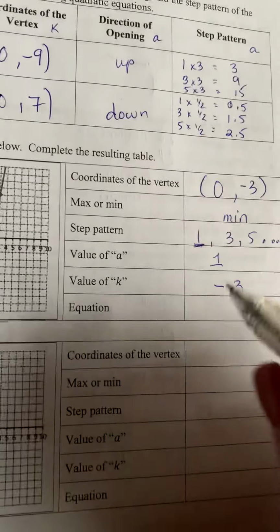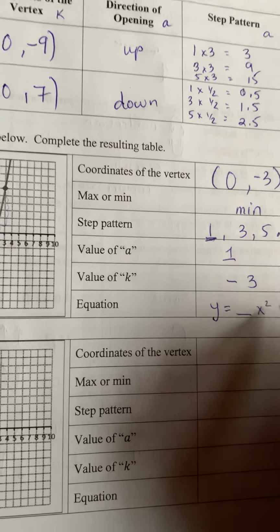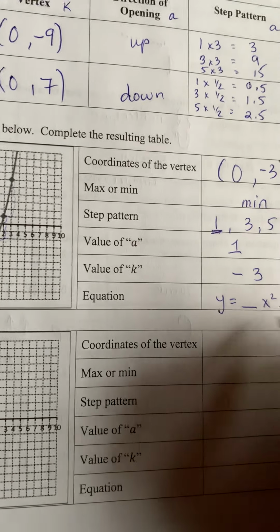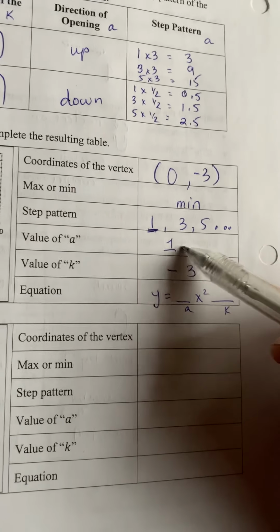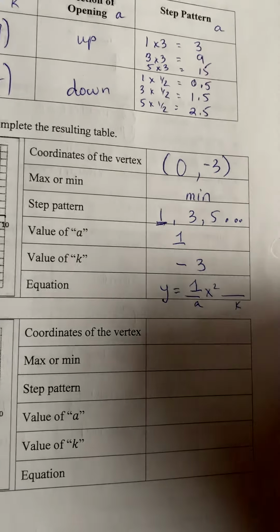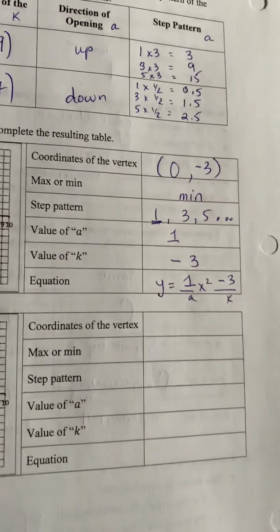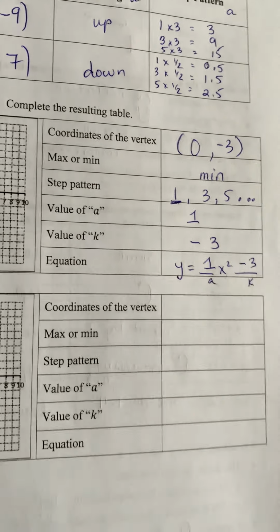So my equation is y equals, and I leave a blank for the A and a blank for the K. This is how I write in my equation. My A value was 1. Do I need to write the 1? No, but I'm going to anyway. My K value is -3. So that is my equation: y equals x squared minus 3.